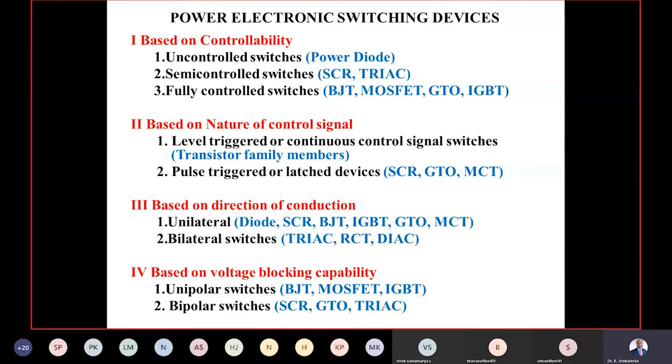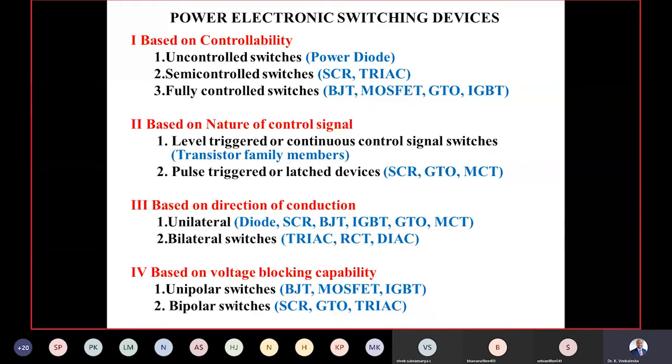Then, level triggered or continuous control signal switches means all your transistor family members, as long as you give the base drive signal, or as long as you give the gate drive signal to the MOSFET or IGBT, it will be in on state. The moment you make the base drive voltage 0, it will go to off state naturally. But that is not the case in SCR. If you give the pulse, it will turn on. If you remove the pulse, it will still be in the on state only. That is what you call latched mode, latching mode.